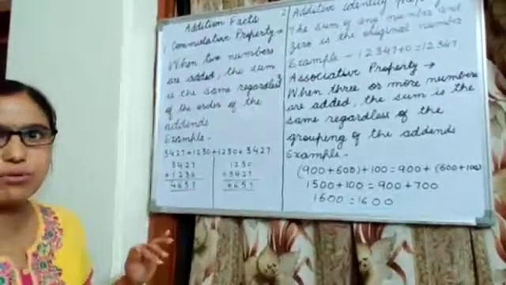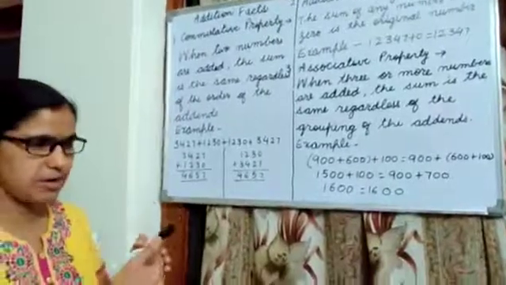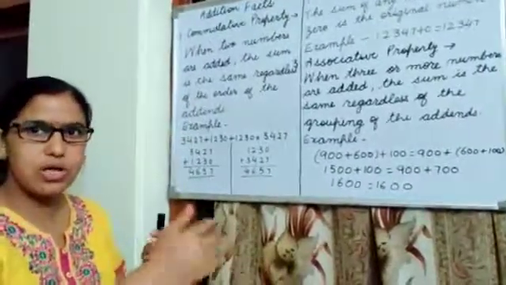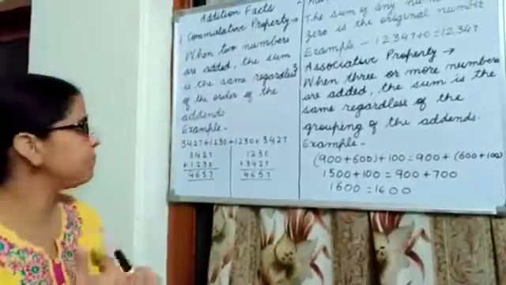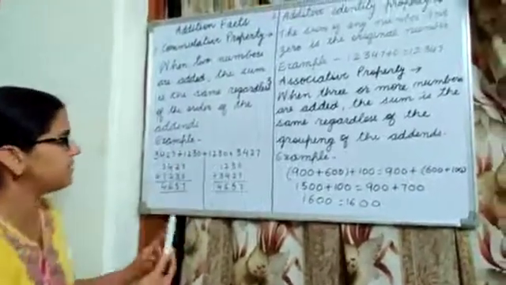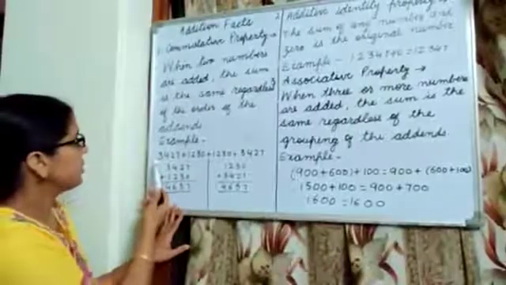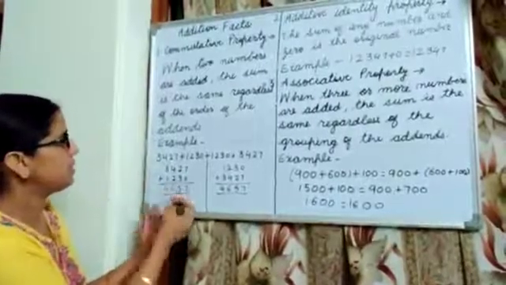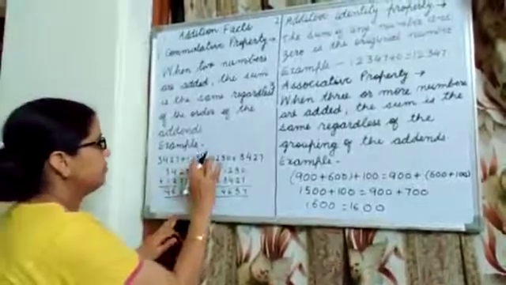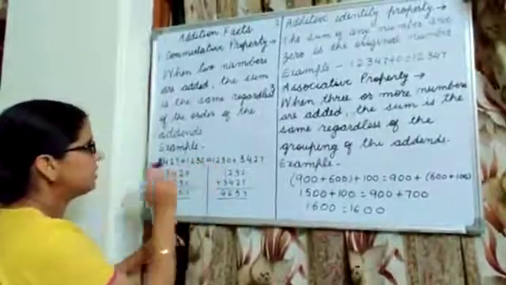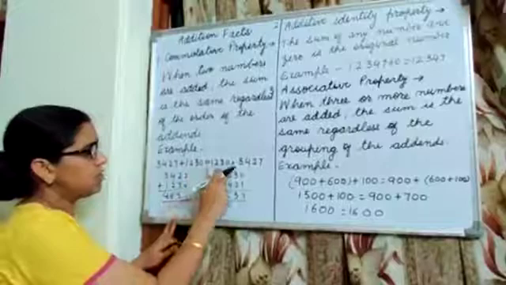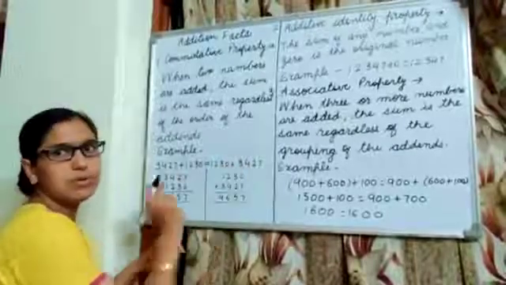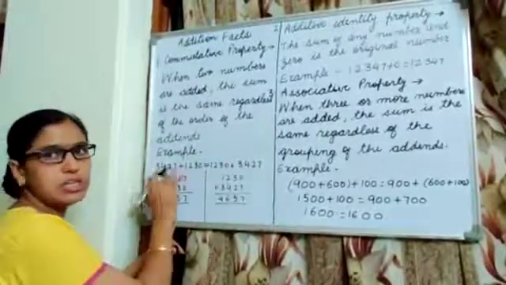It means that when we add the first number with the second number, or the second number with the first number, our answer will be the same. Here I have written one example also. 3427 plus 1230 is equal to 1230 plus 3427, which means the order is changed.